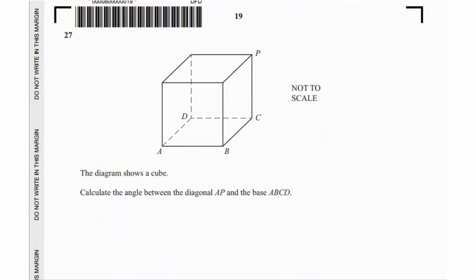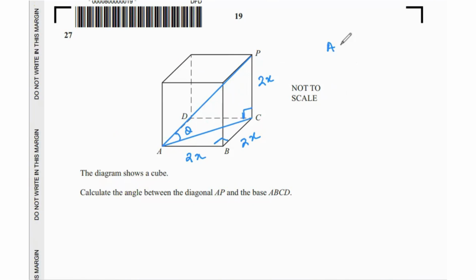Then it says the diagram shows a cube. Calculate the angle between the diagonal AP and the base ABCD. Okay, so we have to basically find this angle. If it's a cube, that means all lengths are same. I'm going to assume that this is 2x, this is 2x, and this is 2x. All of them are 2x, basically the length, width, and height. So if AB and BC are 2x and they're all at right angles, let's find AC first, which can help us in finding the angle.